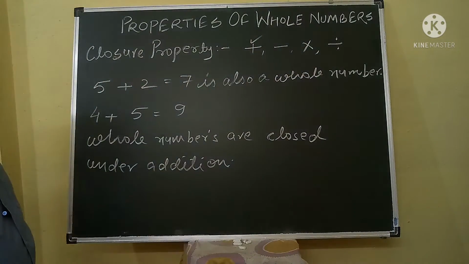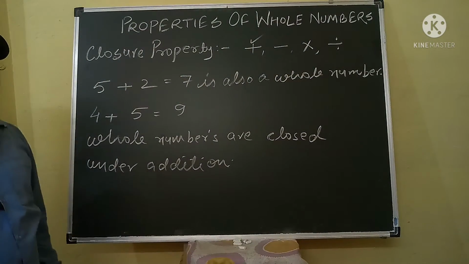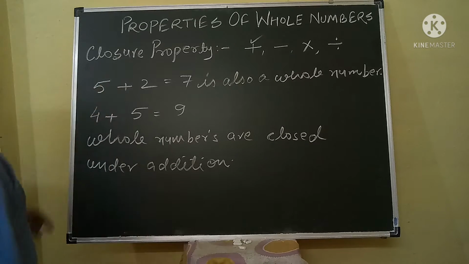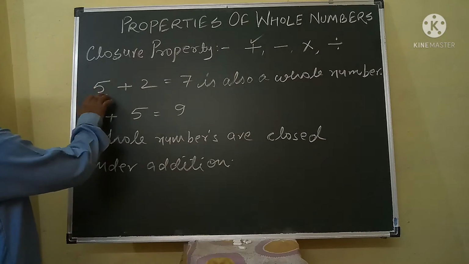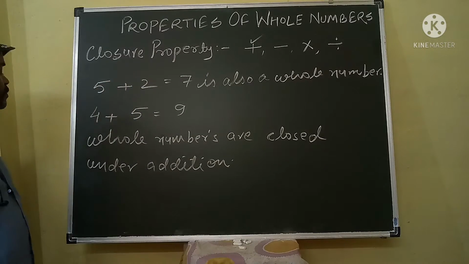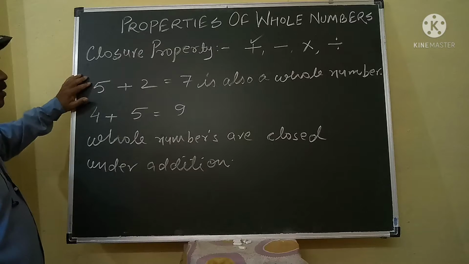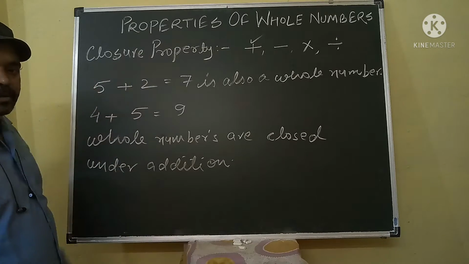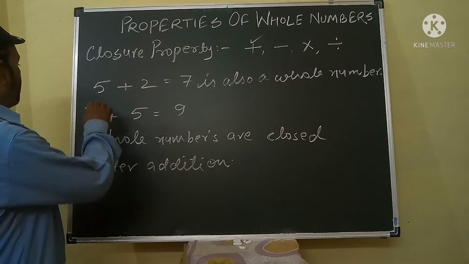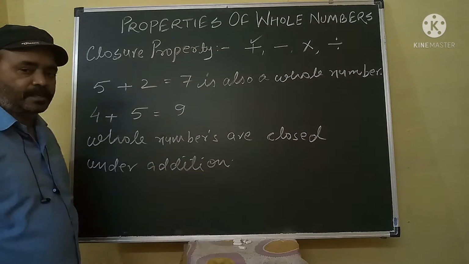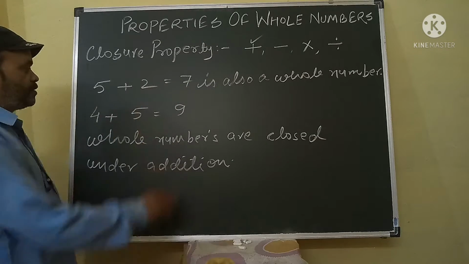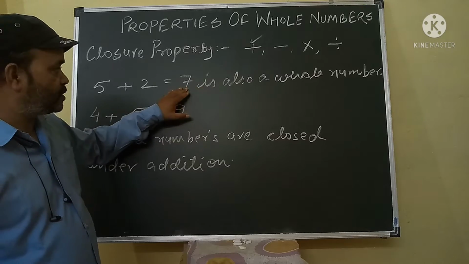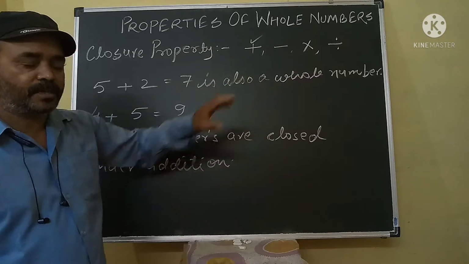Okay, so I want to give you some examples. Suppose you have two numbers, 5 and 2. 5 is a whole number and 2 is a whole number. After adding, you will get 7. That means 7 is also a whole number.